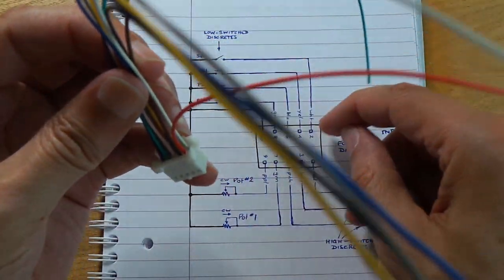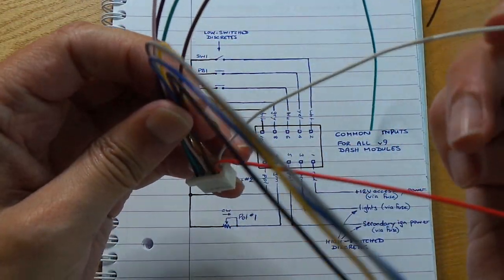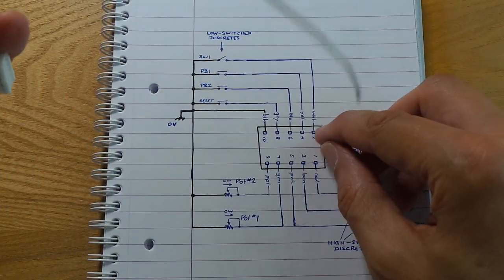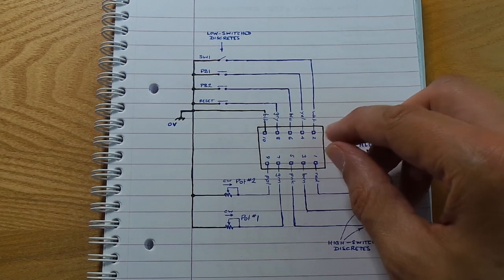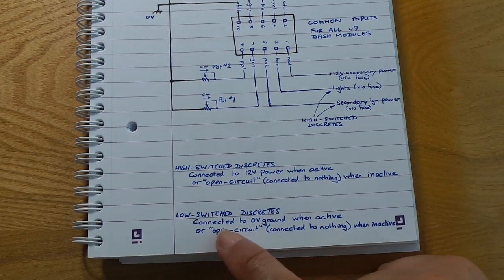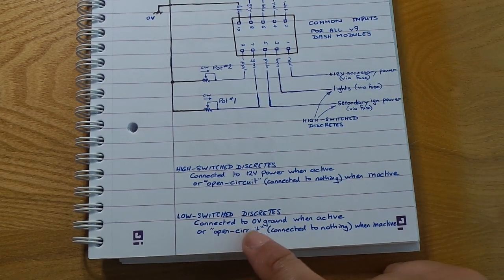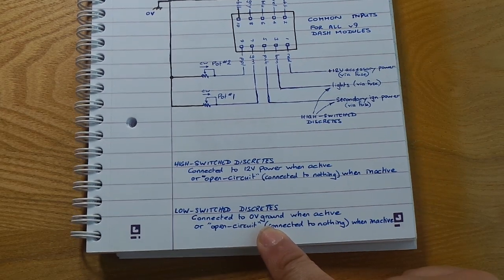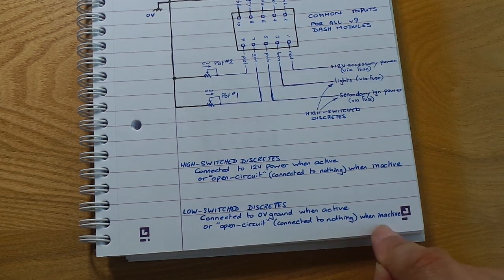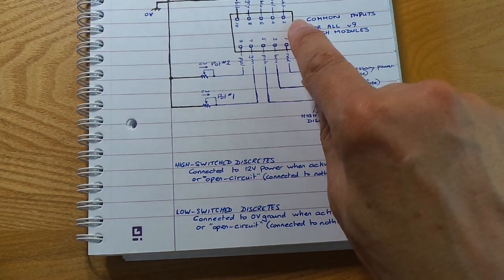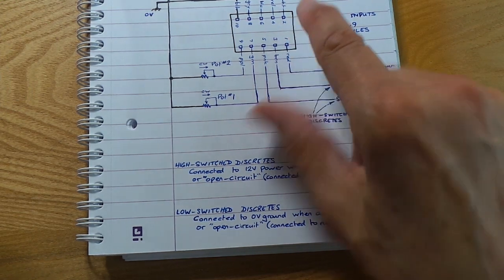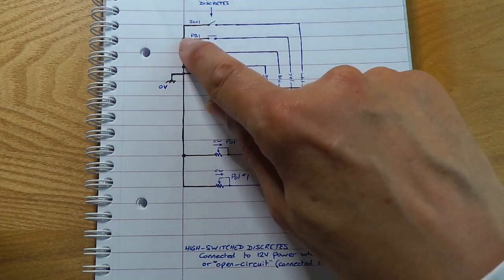Pin 2 at the top here is this white wire, and that is the ground switched signal for switch number 1. Now what do I mean by a ground switched signal? Well, ground switch discretes or low side switch discretes are signals which are either connected to 0 volts, that is ground, when they're active, or alternatively open circuit, that is connected to nothing, when they're inactive. So this input here, pin 2, which is the white wire, needs to go through a switch, a latching switch, down to ground.